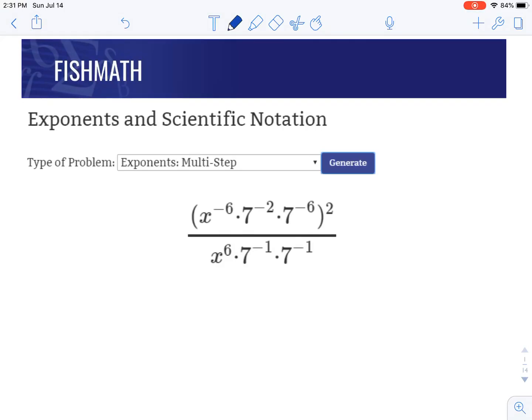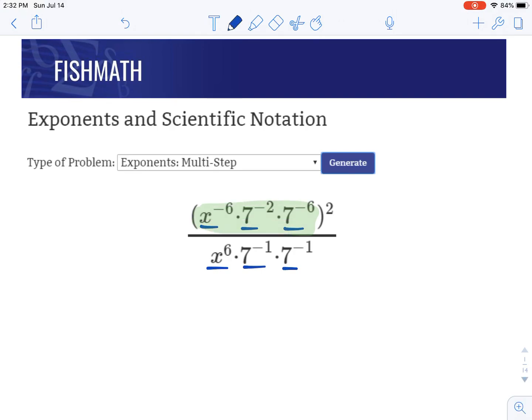Hi everyone, we're going to look at exponents multi-step here, where we've got two different bases. We've got x's and we've got 7's, and there are multiple steps we're going to need to do to simplify this. So looking at our numerator here, we've got parentheses. We can simplify this a little bit first.